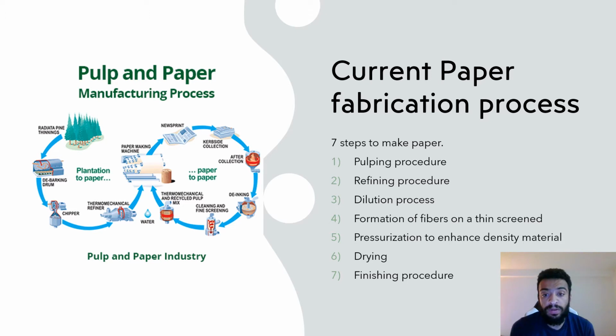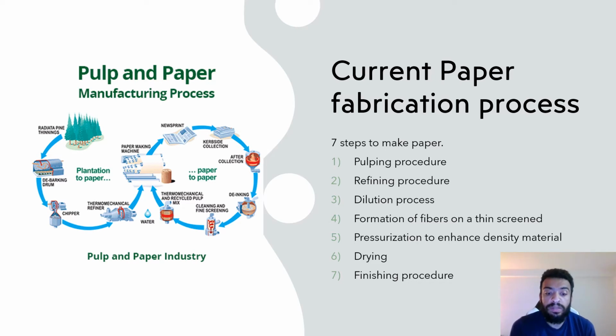The second step is the refining procedure. This will be shortly followed after the pulping process. The refining process is really important because it improves certain sheet properties, such as density and strength related properties. At this process of refining paper, the fiber cell walls are delaminated, allowing them to absorb more water and also increase their flexibility.